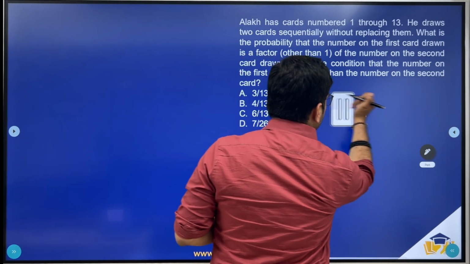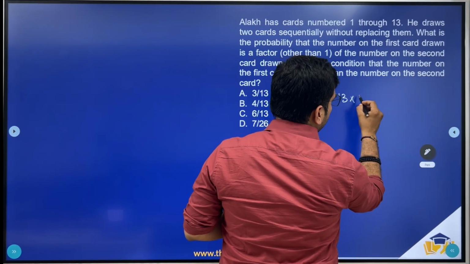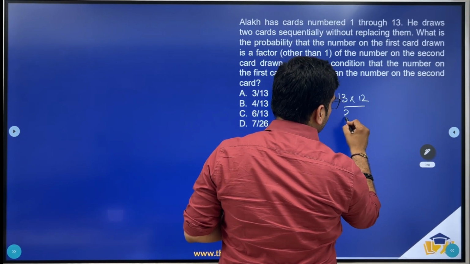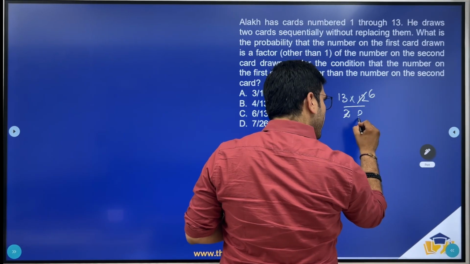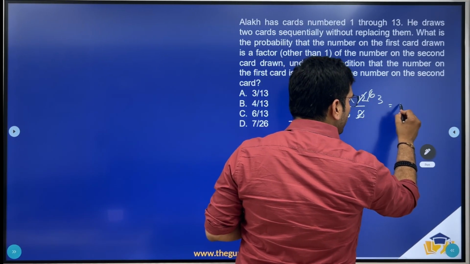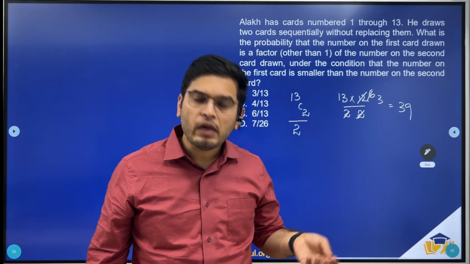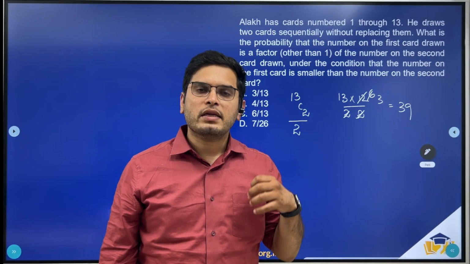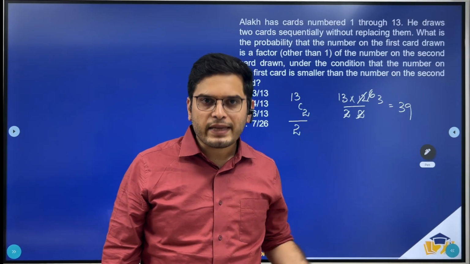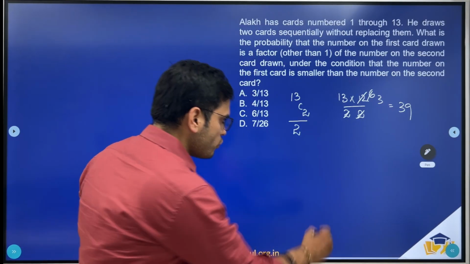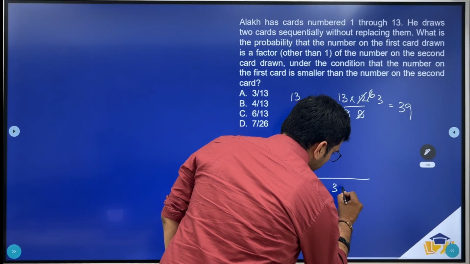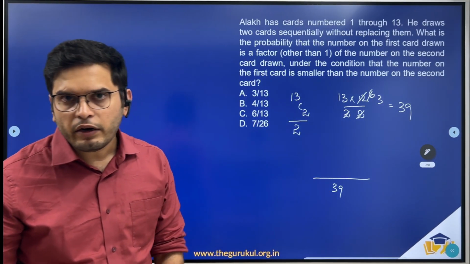Now what is the value of 13C2? 13 into 12 by 2, 6 now by 2, so equal to 39. So you can draw two cards, one after the other, from 13 cards, such that the first number is smaller than the second number in 39 ways. So the total number of ways would be 39. So you should be having 39 in the denominator.